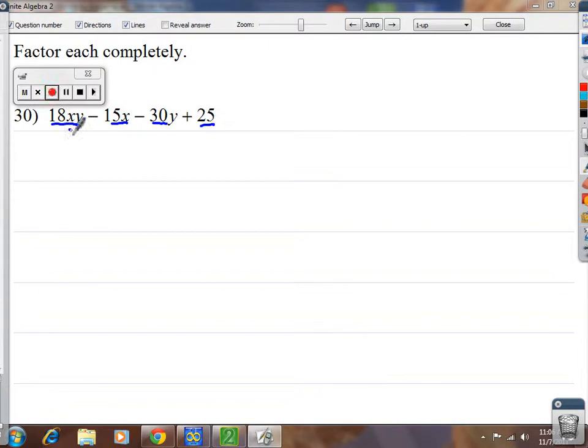18 and the 30? Okay, I kind of like 18 and the 30 because the numbers both have a GCF. And look, this has a y and this has a y. So if we group 18xy with minus 30y, I kind of like that. And you're going to get this. The GCF of these two terms is 18 and 30. You can divide them both by 3. 6. You can divide them both by even a 6. So let's factor out a 6.